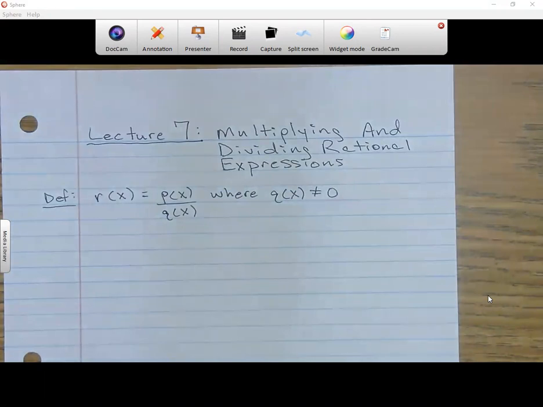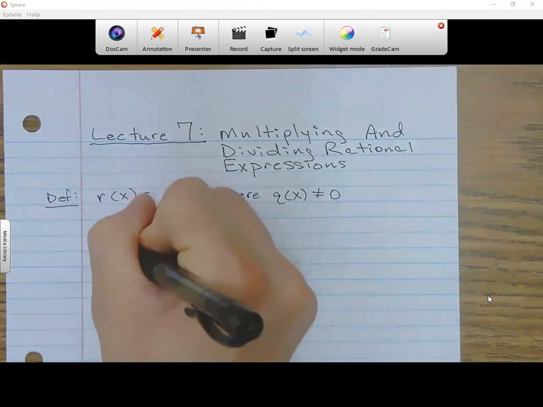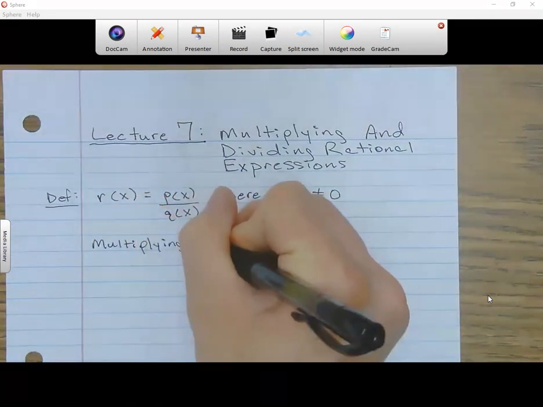Now, when you're multiplying and dividing, what you want to think about first is what happens to fractions when you multiply them and divide them. So let's talk about it. Multiplying fractions.